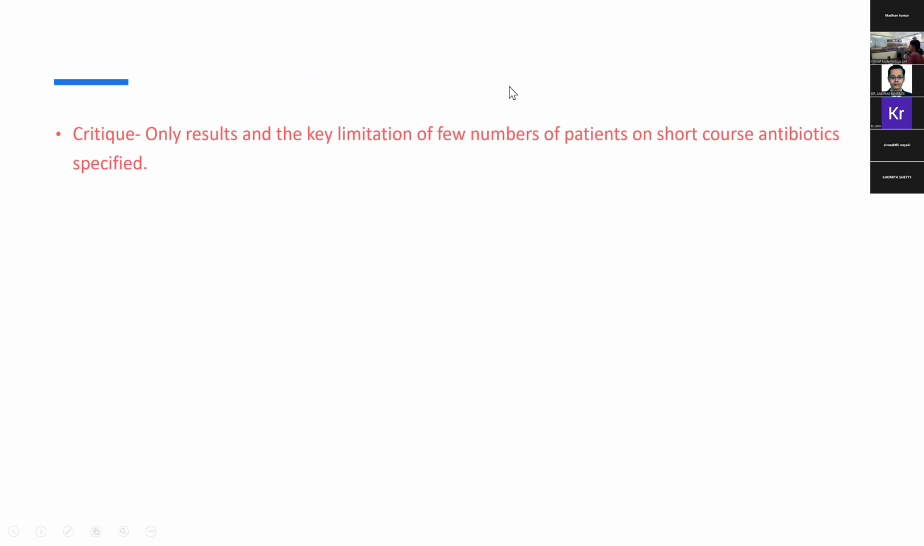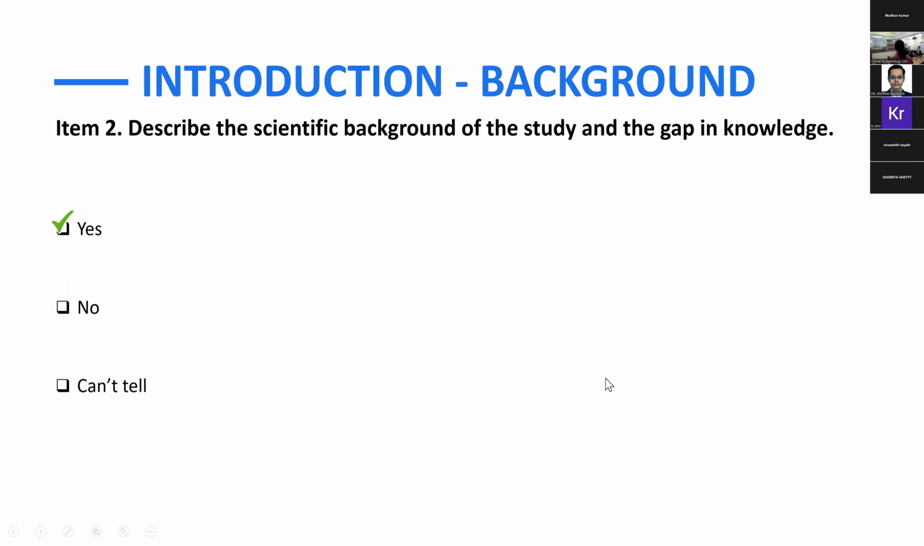Only the main result and a few key limitations on patients who were given short course antibiotics were in the abstract. That's why I have written no. They have specified it elsewhere in the paper, but the guideline is clear that all this has to be specified in the abstract itself. Now, next we are coming to the introduction part of it.